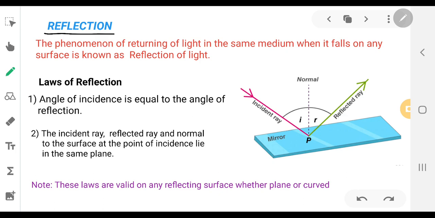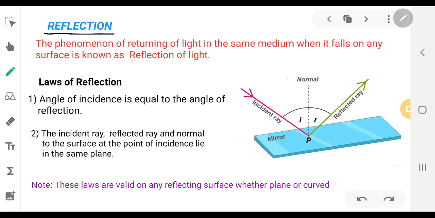So here in this diagram you can see the light falls on the surface, a plane surface. Any surface that reflects can be called a mirror. So this light which is falling on the surface, when it hits the surface, it is returning back in the same medium.